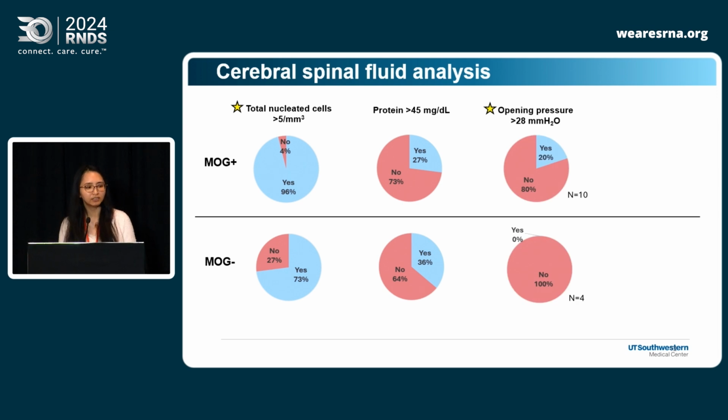One of the things that you can measure when you obtain a lumbar puncture is the opening pressure. In pediatric patients, if you have an opening pressure greater than 28, that's considered high. It's a marker for increased intracranial pressure. So if you recall, I said the posterior globe indentation on MRI was only found in the MOG-positive cohort. And high opening pressure was also only found in the MOG-positive cohort. So two markers suggesting increased intracranial pressure only in the MOG-positive cohort.